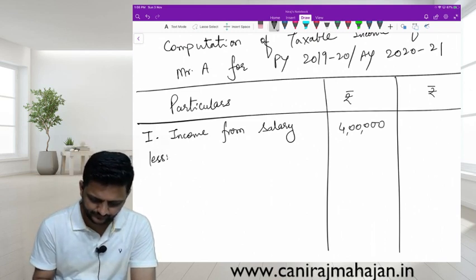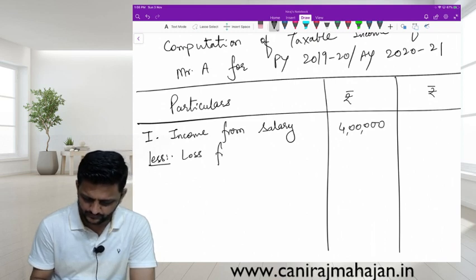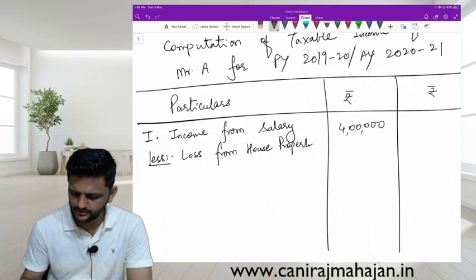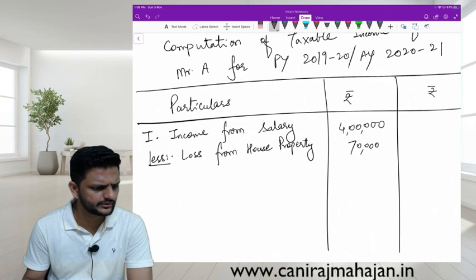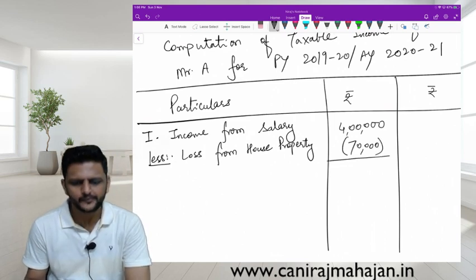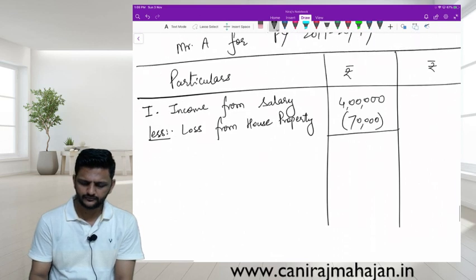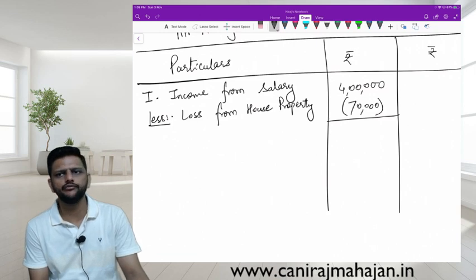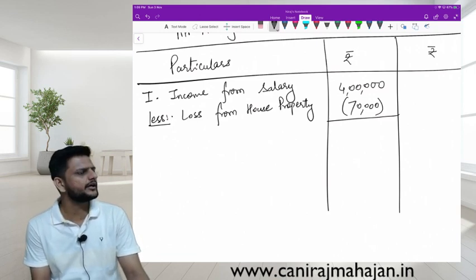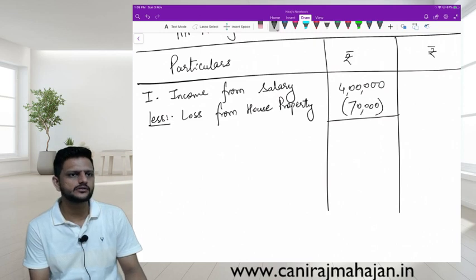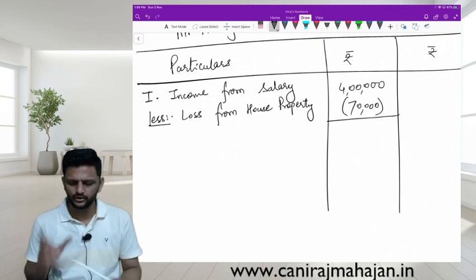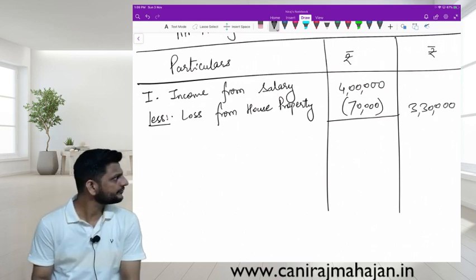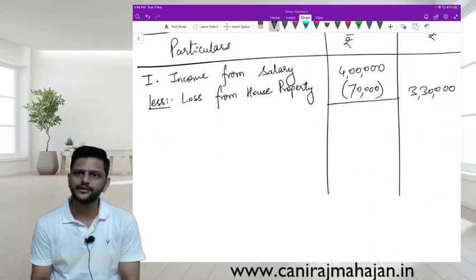Less: loss from house property. How much is the loss? 70,000. Correct? Now, two questions. Whether the HP loss is now completely set off? Yes. And whether the salary income can now consider any other loss? No. So directly take the figure to the outer column. 3,30,000. Whatever figure you write in the last column is what is taxable. Correct?